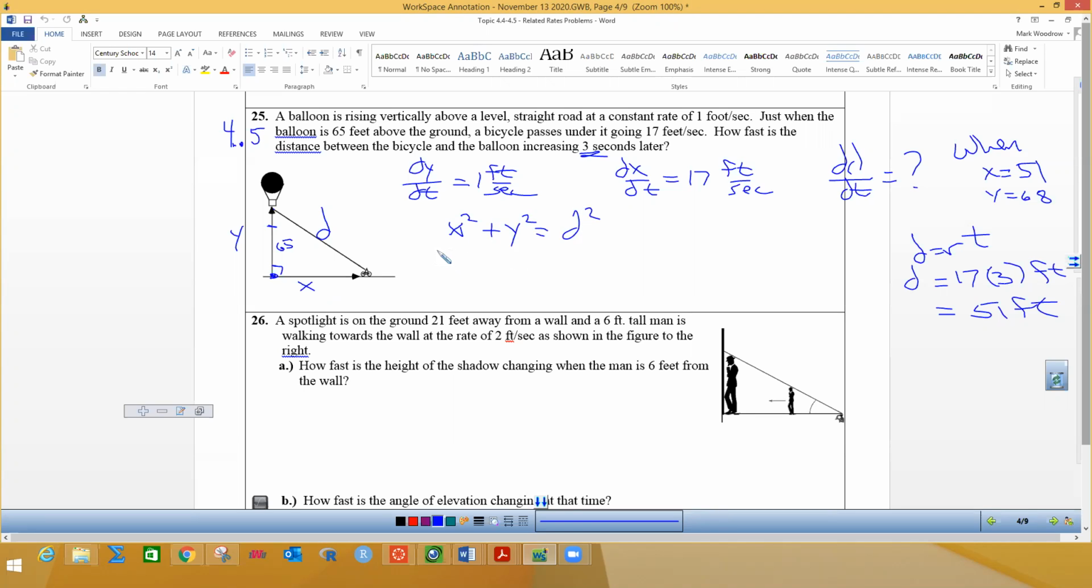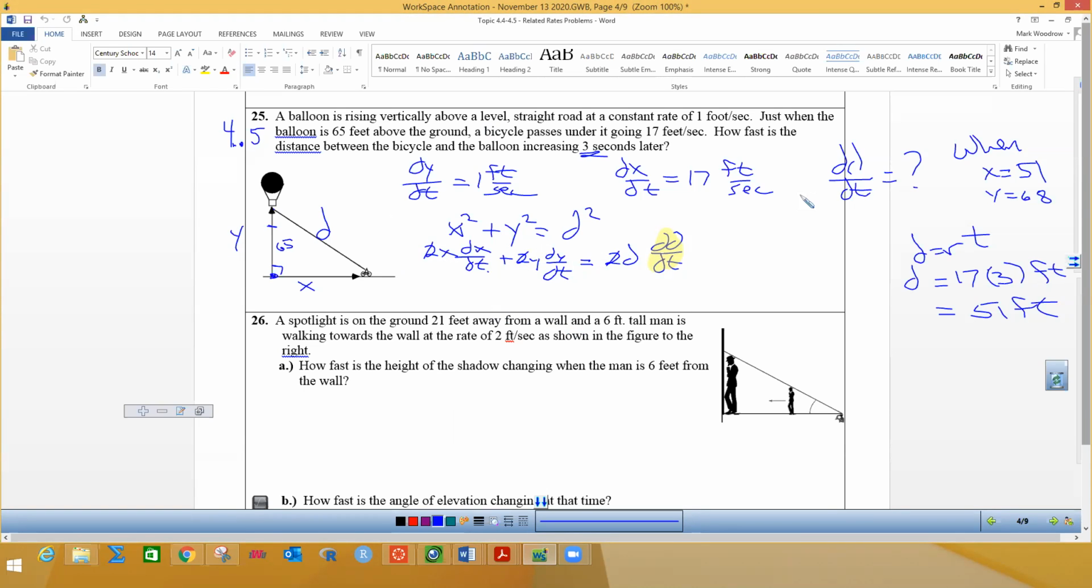So doing the derivative with respect to time is going to give us 2x dx/dt, because we're doing the derivative with respect to time and not x, plus 2y dy/dt is going to equal 2d dd/dt. Okay, and remember this, my variable is this part, so I have to be able to plug numbers in for all the rest of this. What I always do on a problem like this is reduce everything by 2, because both sides are divisible by 2.